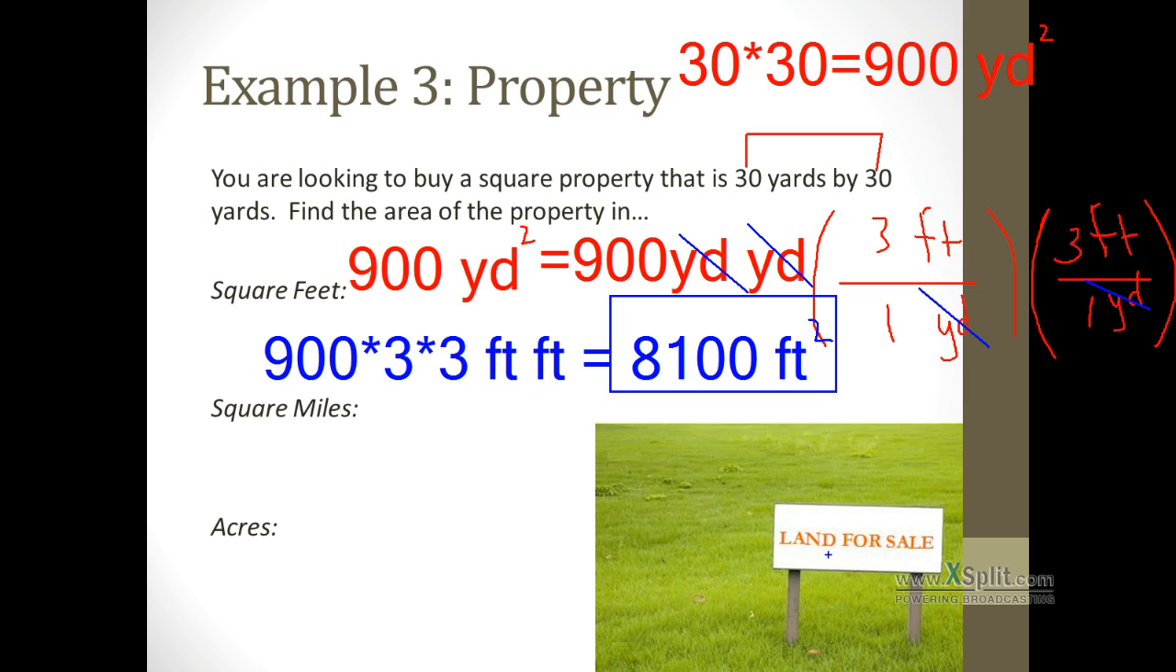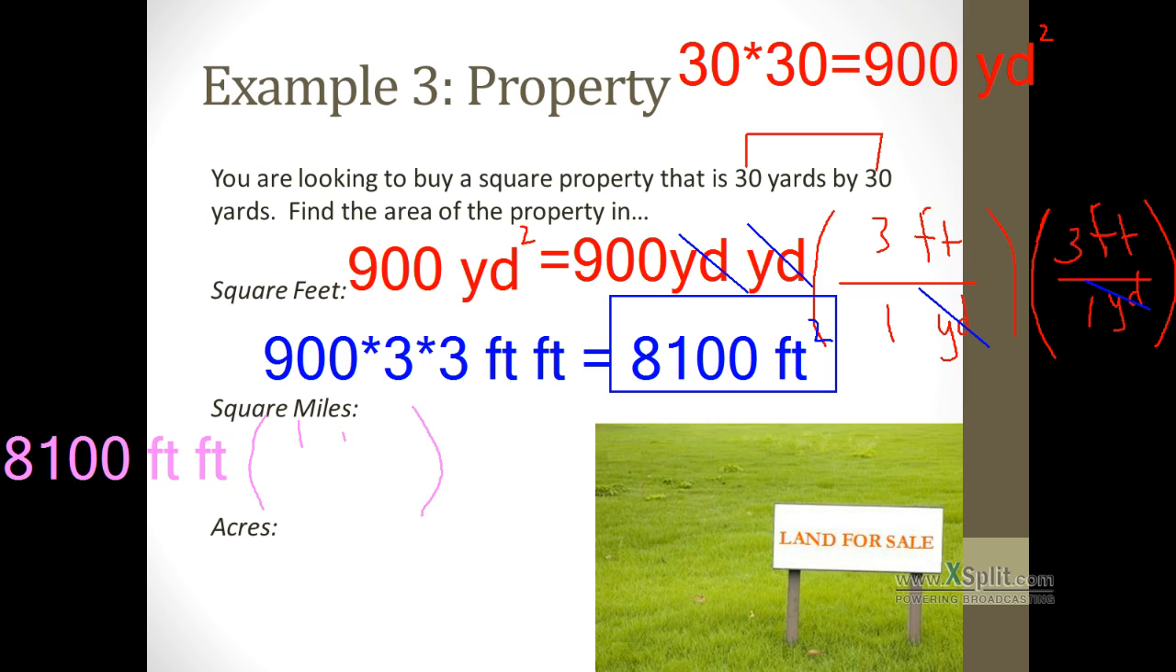The same type of thing goes for miles. We're going to get a really small number. And I'm going to go ahead and switch over to orange. Why not pink? Let's go for some pink. I'm going to start out with my 8,100 feet squared. And I want to convert that now into square miles. 8,100 feet, I'm going to go ahead and convert into miles.